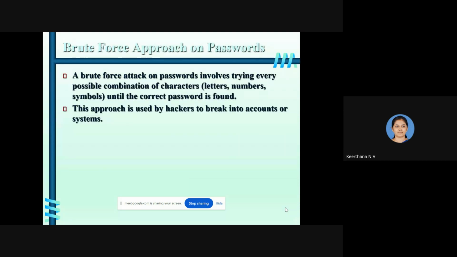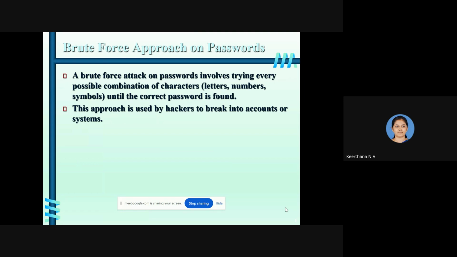The second thing is how you apply the brute force technique on a password. Simply consider a Gmail password. It will ask you to enter a password with a combination of letters, numbers, and symbols, right? If you enter such a combination, then your password will be very strong. Otherwise, it will be weak. If you have such combinations, it will be very difficult for a hacker to break down your accounts or your systems.